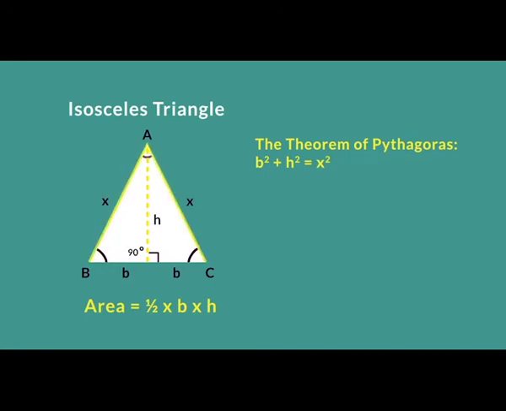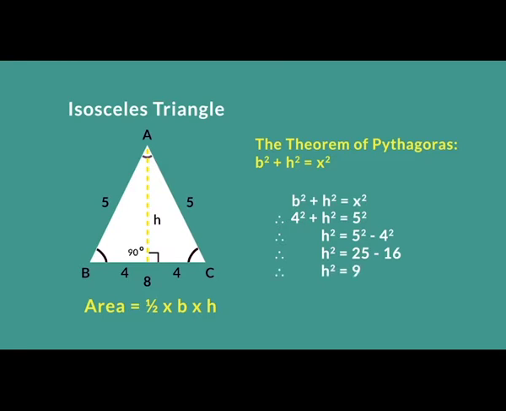If both these slanted sides were 5 centimeters, the base of the triangle, BC, equal to 8 centimeters, and each of these little b's, 4 centimeters, we'd have enough values to find our unknown length, h. b is 4, x is 5. We rearrange the formula so h squared is on the left-hand side. And we end up with h squared is equal to 5 squared minus 4 squared, or 25 minus 16. So h squared is 9, and therefore h is equal to 3.